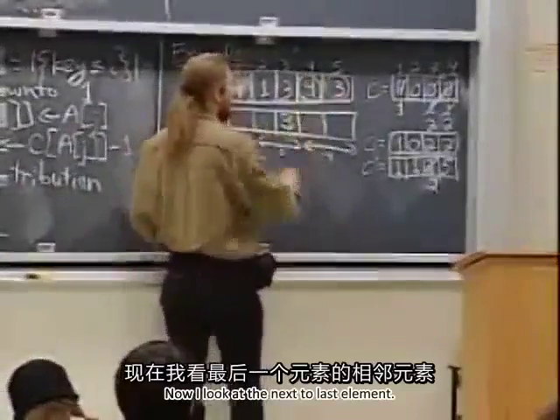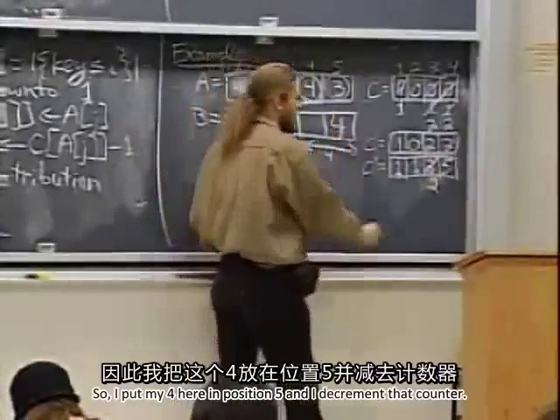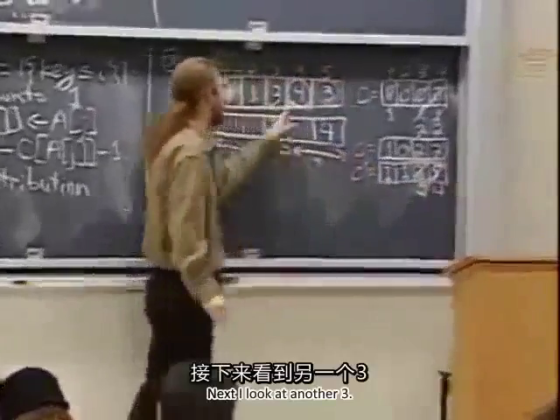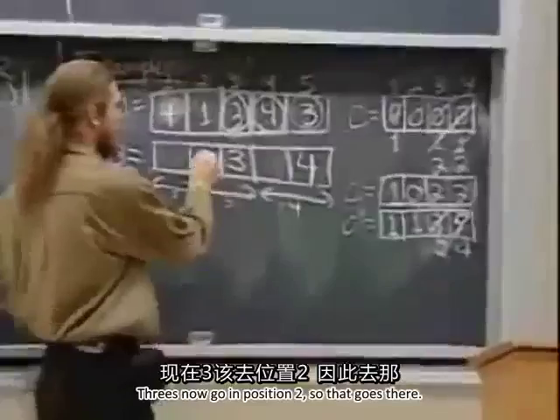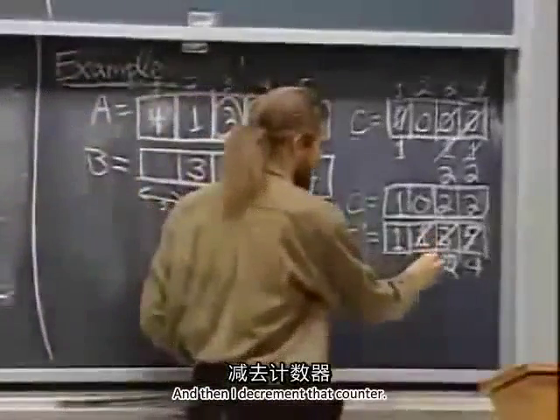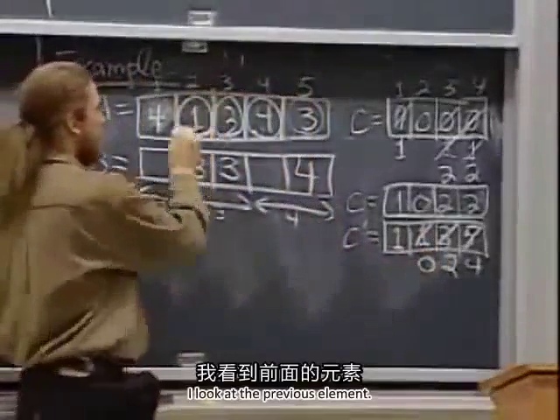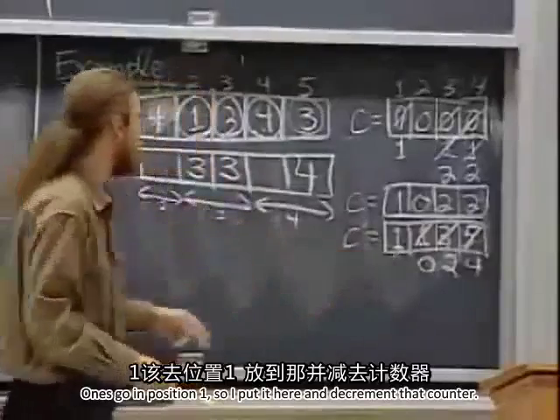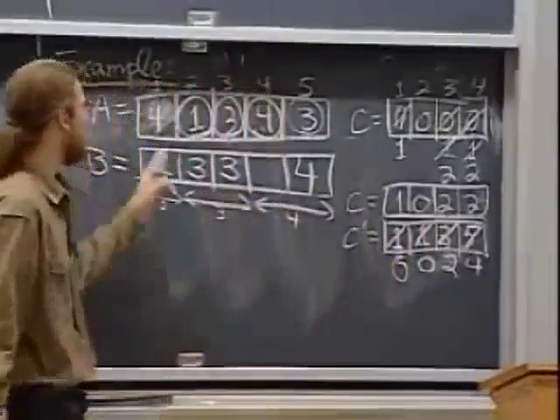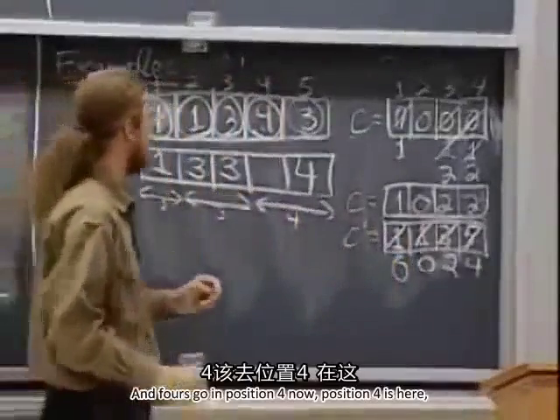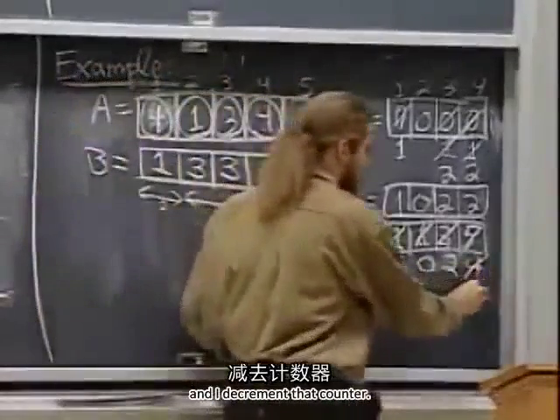Now I look at the next to last element. That's a 4. 4s go in position 5. So I put my 4 here in position 5. And I decrement that counter. Next I look at another 3. 3s now go in position 2. So that goes here. And then I decrement that counter. I won't actually use that counter anymore, but let's decrement it because that's what the algorithm says. I look at the previous element, that's a 1. 1s go in position 1, so I put it here and decrement that counter. And finally, I have another 4, and 4s go in position 4 now. Position 4 is here, and I decrement that counter.